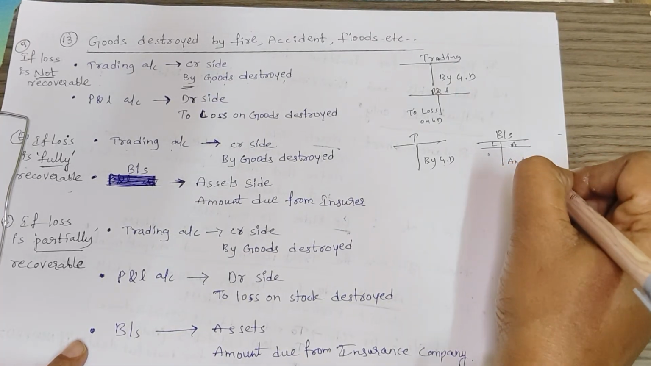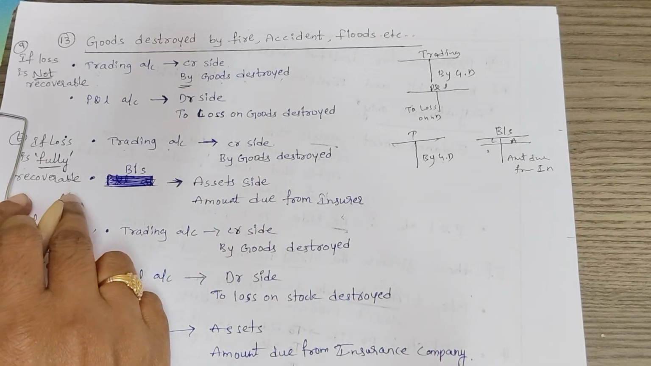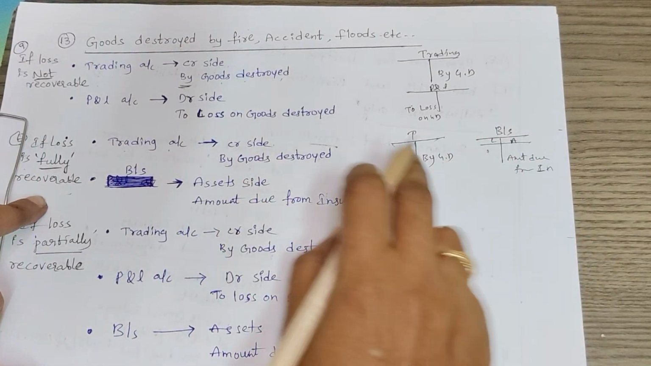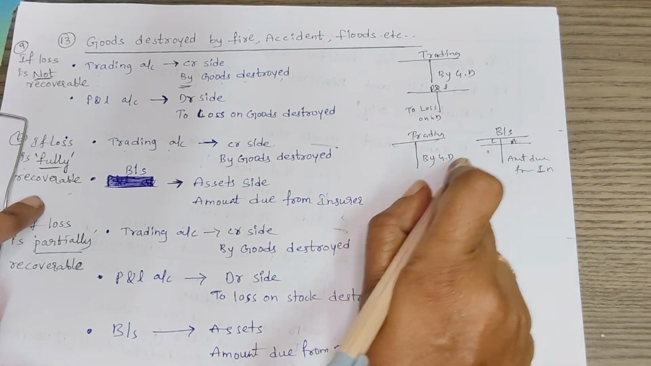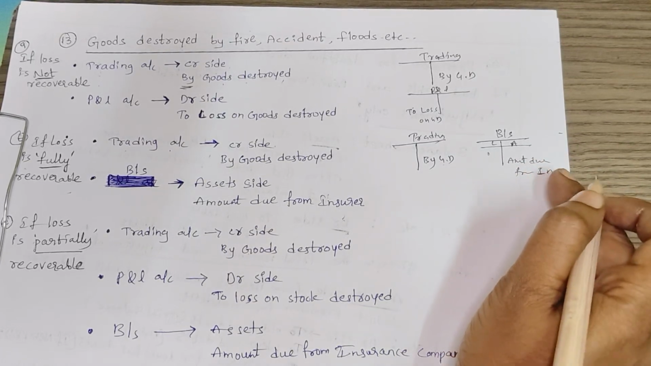Okay. So if you have loss fully recoverable, we need to show it like this. One is trading account, credit side, by goods destroyed. Second time, balance sheet asset side, amount due from insurer.